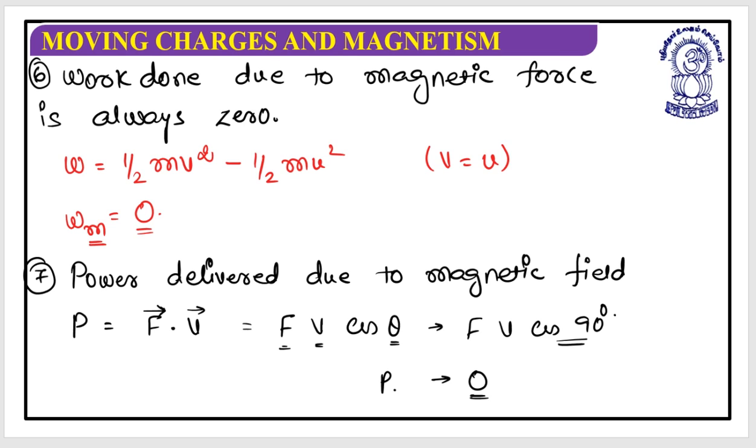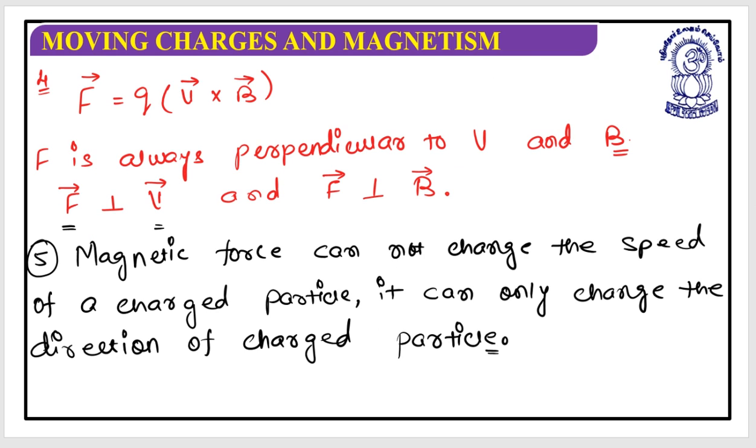I need to remember all these things, each and everything. Yes, the work done is 0, the power delivered is 0, and the magnetic force cannot change the speed of a charged particle. It can only change the direction of the charged particle. Yes, this F is perpendicular to V and F is perpendicular to B. I need to remember each and everything, because these are the sections from where questions have been asked. I hope these things are clear.